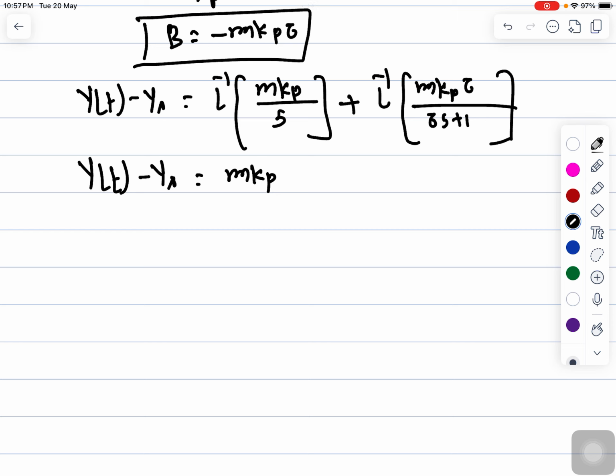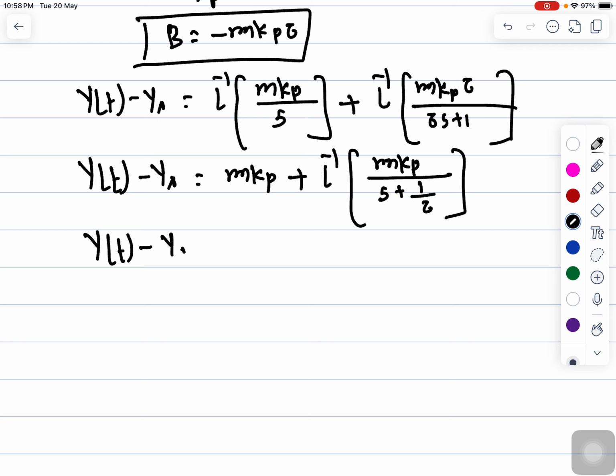Plus, if I want to take the Laplace inverse, that can be written as M Kp upon s plus 1 upon tau. So what is the Laplace inverse of 1 upon s plus 1 by tau? It is e to the power minus t by tau. So now it can be written as y(t) minus ys equals M Kp, and obviously here there was a negative sign, so this negative sign will be here, and now I can directly write minus M Kp into e to the power minus t by tau. Is that clear?